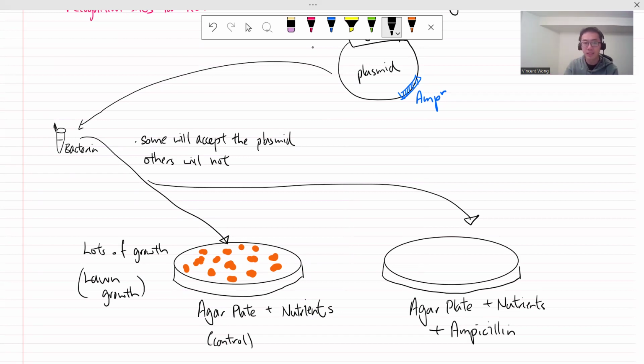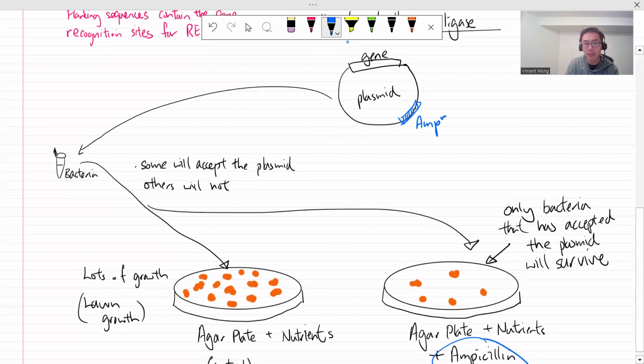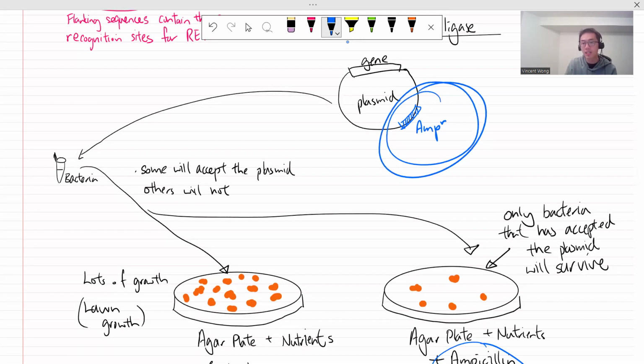Little growth. That's right. You will have some growth, but not a lot. Why? Because only bacteria that has accepted the plasmid will survive. Why? Because it has the ampicillin in it. The ampicillin will kill the bacteria unless they have the plasmid, because the plasmid has the ampicillin resistant gene.